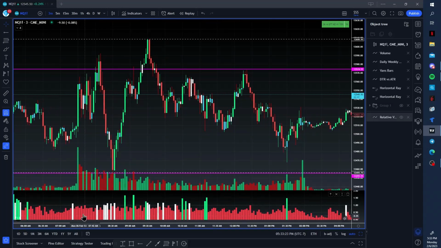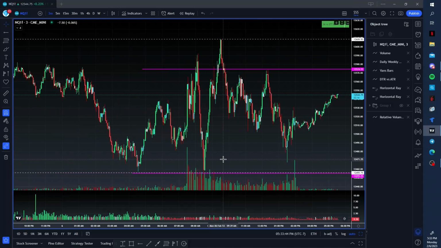Red indicates right here that volume is less than 100% of normal. So white is about average. Green is really high volume. So those are the areas that you usually want to take a trade on. You want to get in when volume's high, and red is just dead. So most of the day was pretty dead.